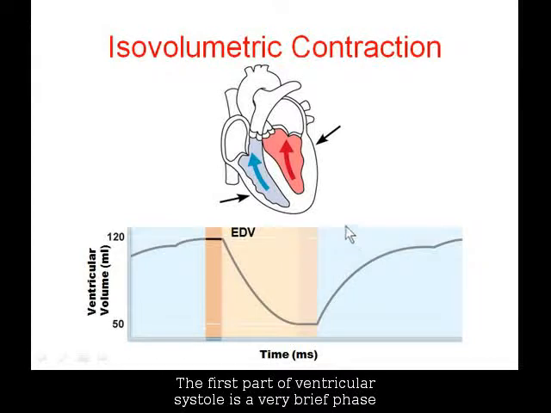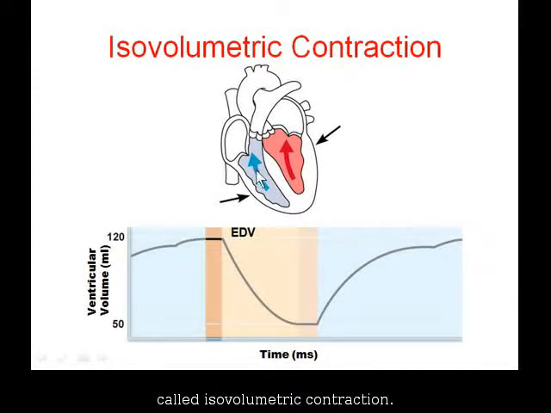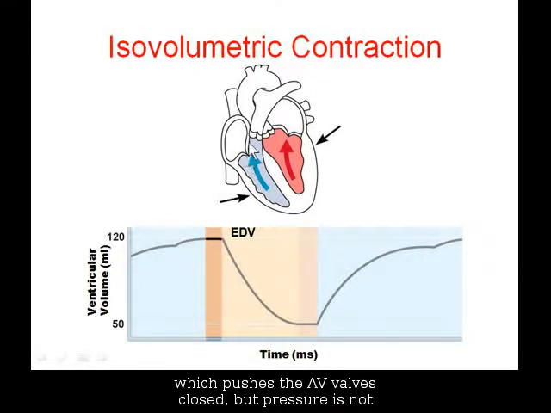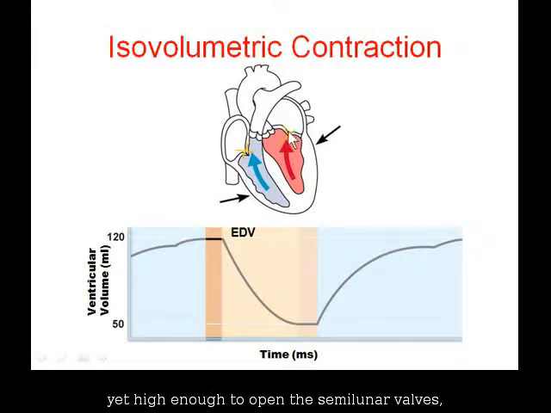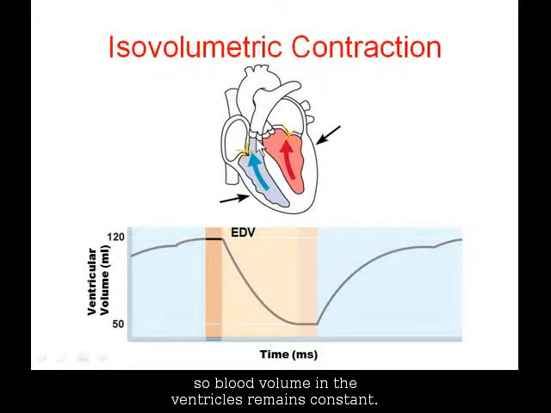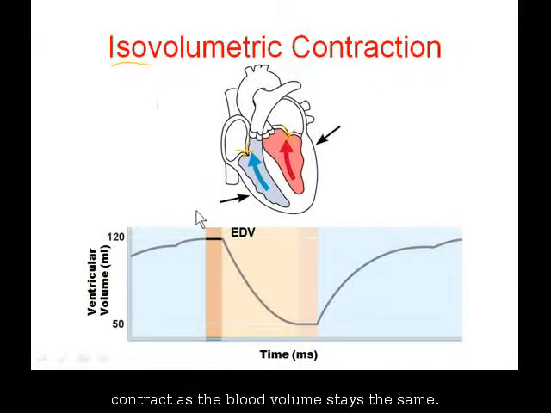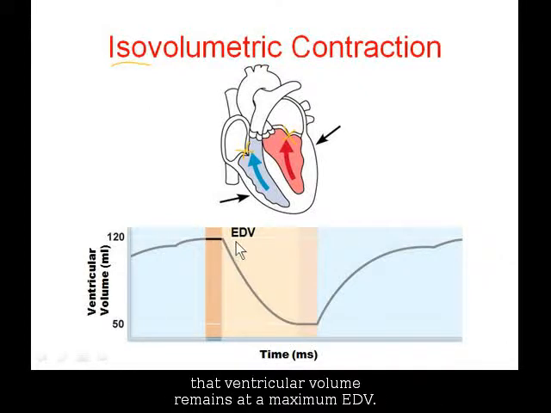The first part of ventricular systole is a very brief phase called isovolumetric contraction. Pressure in the ventricles begins to rise, which pushes the AV valves closed. But pressure is not yet high enough to open the semilunar valves, so blood volume in the ventricles remains constant. Iso means same, so this literally means the ventricles contract as the blood volume stays the same. You can see during this phase that ventricular volume remains at a maximum, EDV.